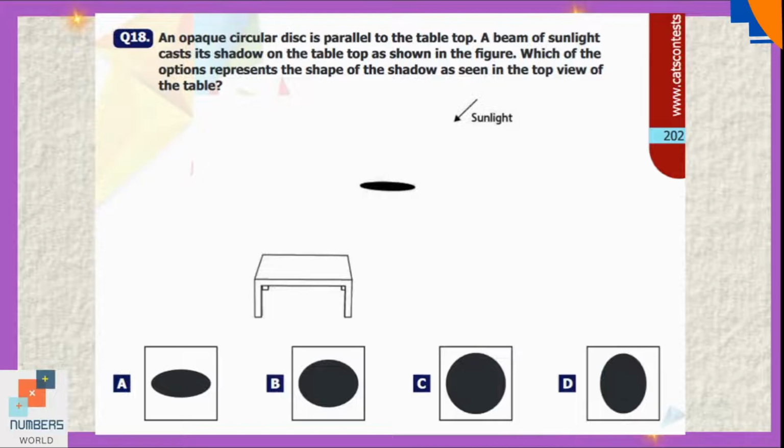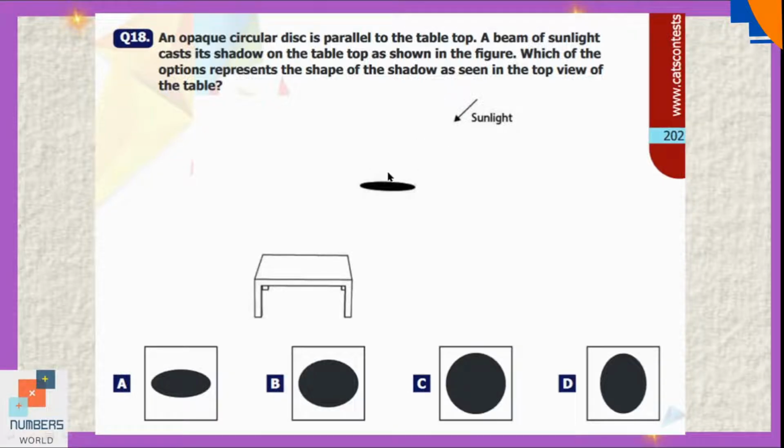Question number 18. An opaque circular disc is parallel to the tabletop. A beam of sunlight casts its shadow on the tabletop as shown in the figure. Which of the options represents the shape of the shadow as seen in the top view of the table? So when sunlight falls on the circular object making the angle shown in the diagram, the shadow becomes a bit wider as compared to the original object.